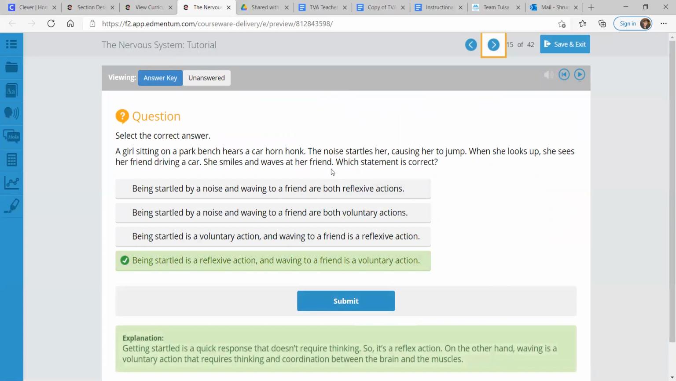So here we'll test your understanding so far. A girl sitting on a park bench hears a car honk their horn. The noise startles her, causing her to jump. When she looks up, she sees her friend driving a car. She smiles and waves at her friend. Which statement is correct? Being startled is a reflexive action. Waving to a friend is voluntary. Yeah, being startled is a quick response, and it didn't require her to think about it. She just did it.